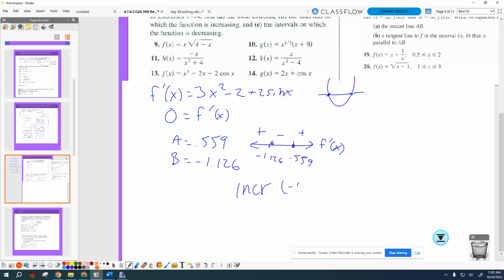It's increasing from -infinity to -1.126. How many decimals? 3. And from 0.559 to infinity. Why is it increasing there? Because f prime is positive. Where is it decreasing? It's decreasing from -1.126 to 0.559. Why? Because the derivative is negative. Good?